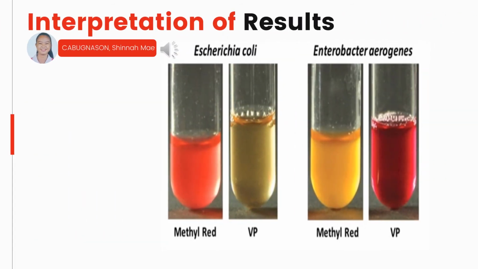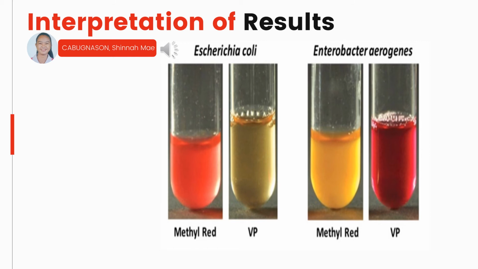So as a result, Escherichia coli is positive in methyl red but negative in Voges-Proskauer test. So it means that E. coli has the ability to convert pyruvate to mixed organic acid, but it does not have the ability to convert glucose into neutral end products. And E. coli is also called a mixed acid fermenter because it produced a mixture of fermentation acids and thus acidify the medium. While Enterobacter aerogenes is negative in methyl red but positive in Voges-Proskauer test.